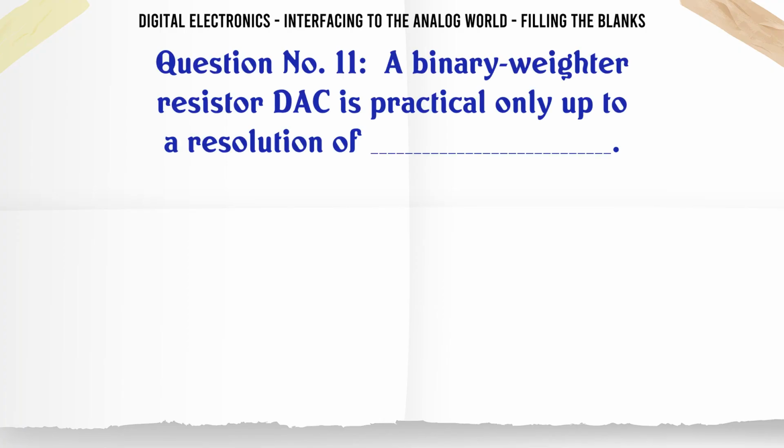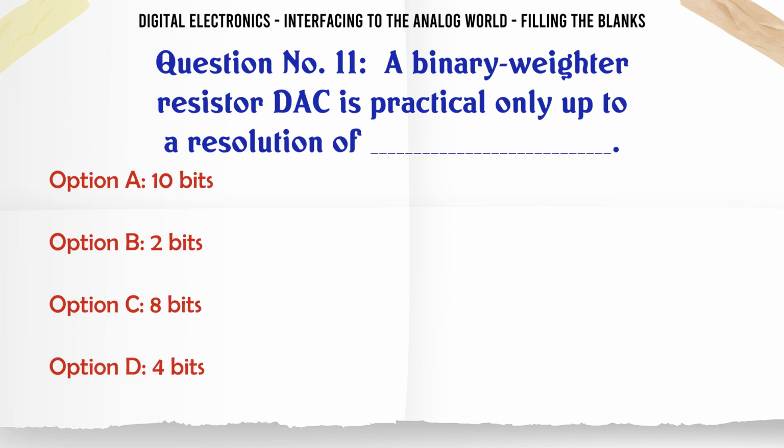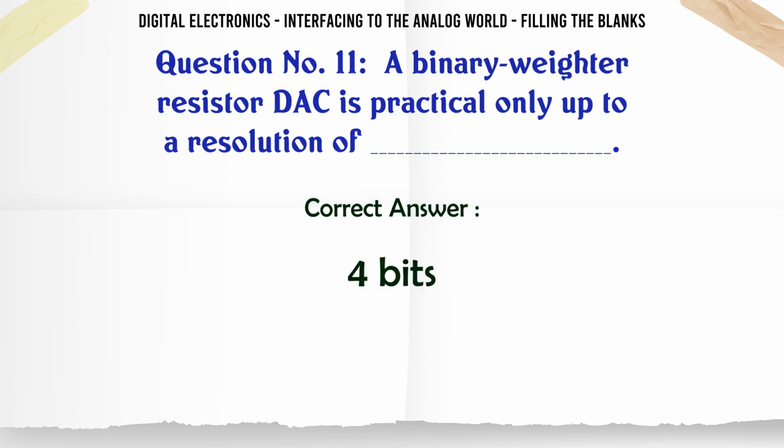A binary weight resistor DAC is practical only up to a resolution of: A. 10 bits, B. 2 bits, C. 8 bits, D. 4 bits. The correct answer is 4 bits.